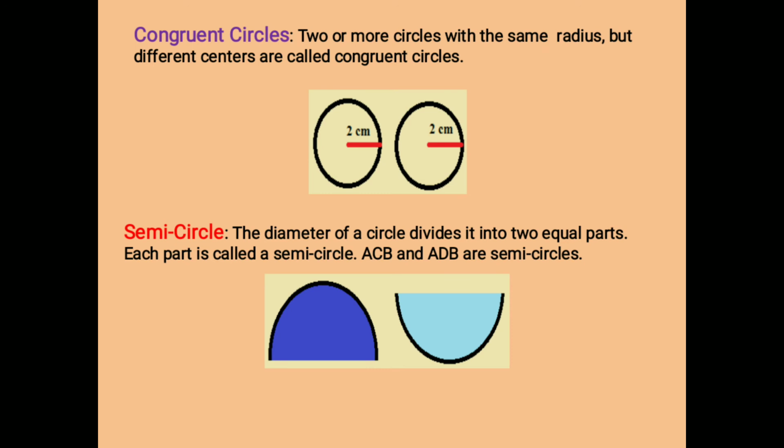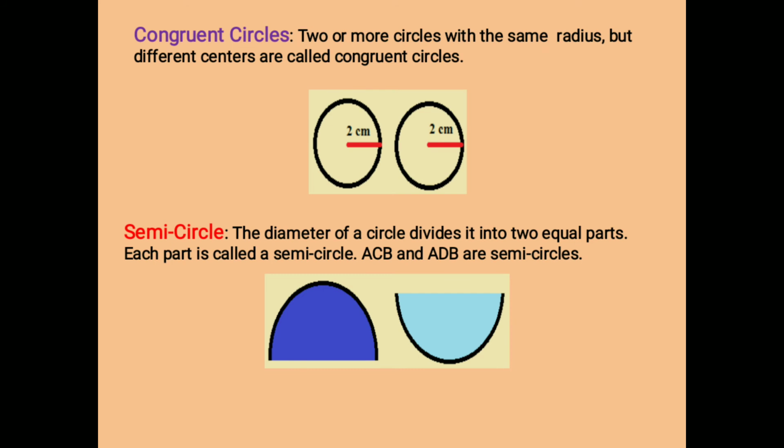If you remember segments, segments used to be divided by the chord, but semicircles are divided by the diameter, only diameter. A semicircle will have the same radius and same diameter as that of the full circle, but circumference and area of a semicircle is always half of the circle from which it is formed.